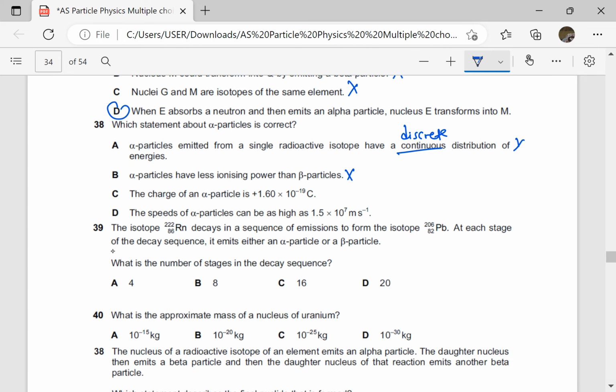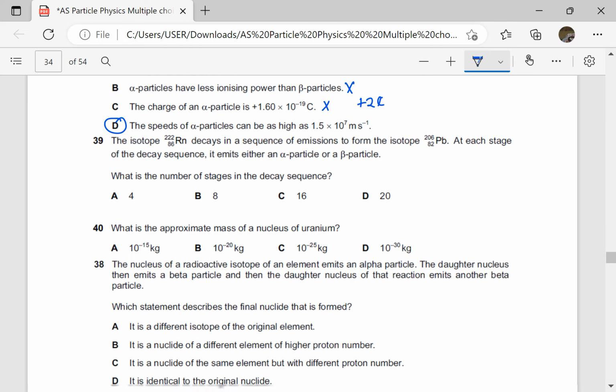The charge of an alpha particle is positive 1.6 times 10 to the power negative 19. That is not true, because the charge is positive 2e, so it is 2 times 1.6 times 10 to the power negative 19. The speeds of alpha particles can be as high as that. I think we have already proved this. This is just a repetition.